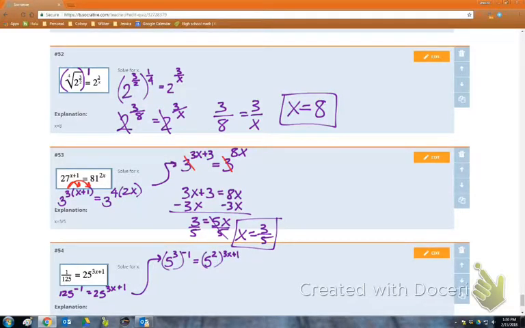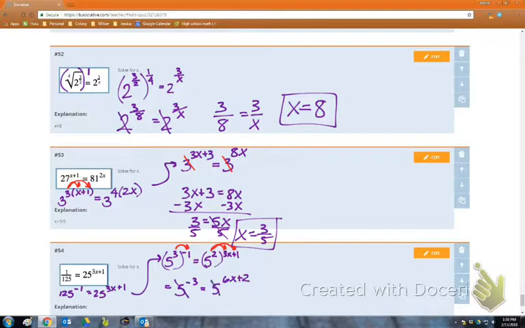Again, let's multiply these exponents. So let's multiply 3 and negative 1, and let's distribute 2 to this. So when we do that, we get 5 to the power of negative 3. On the right-hand side, if we distribute the 2, we'd have 5 to the power of 6x plus 2.